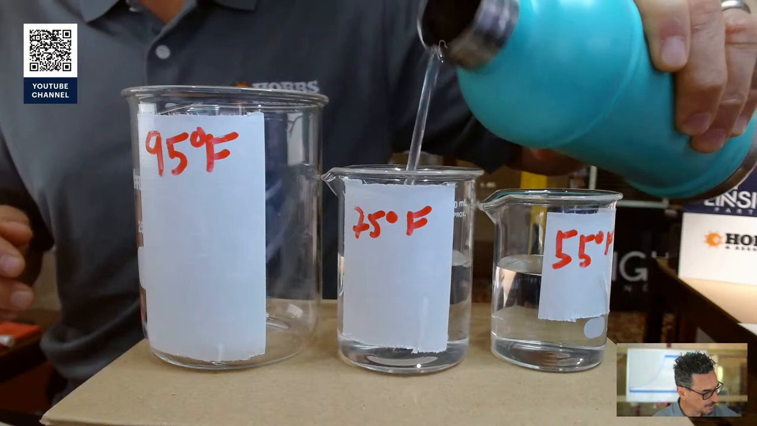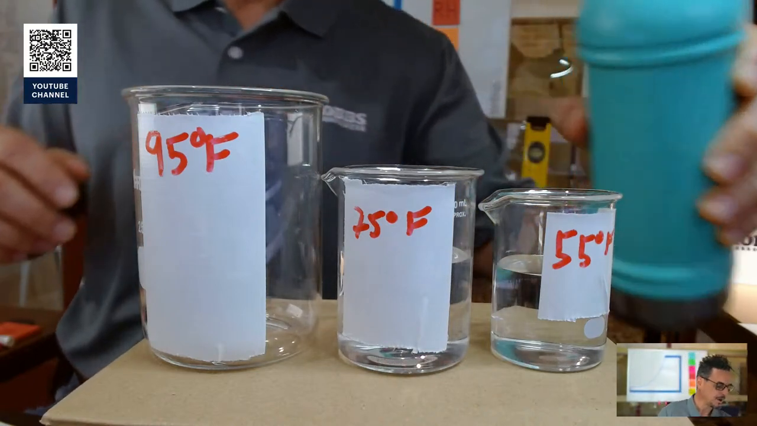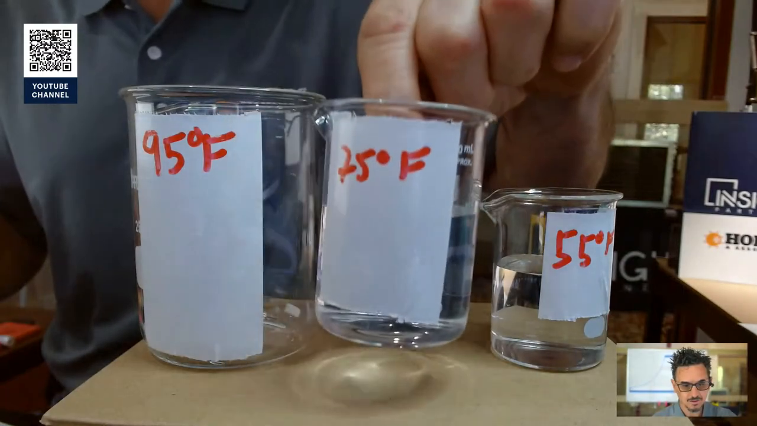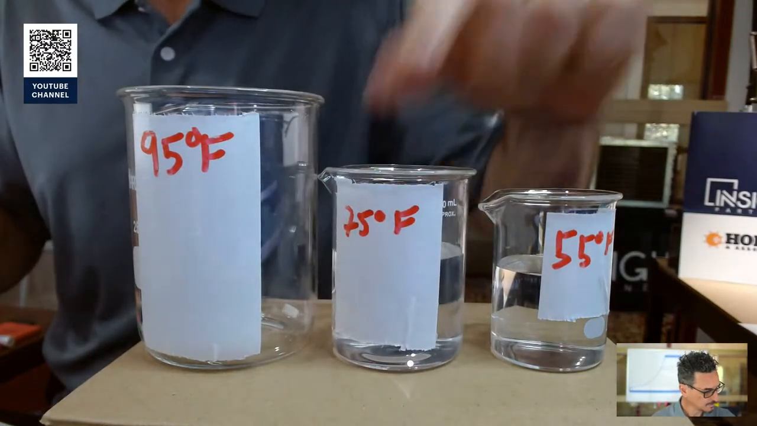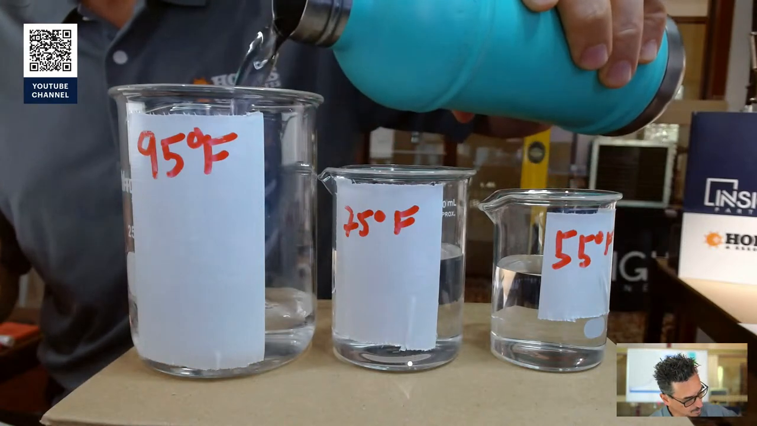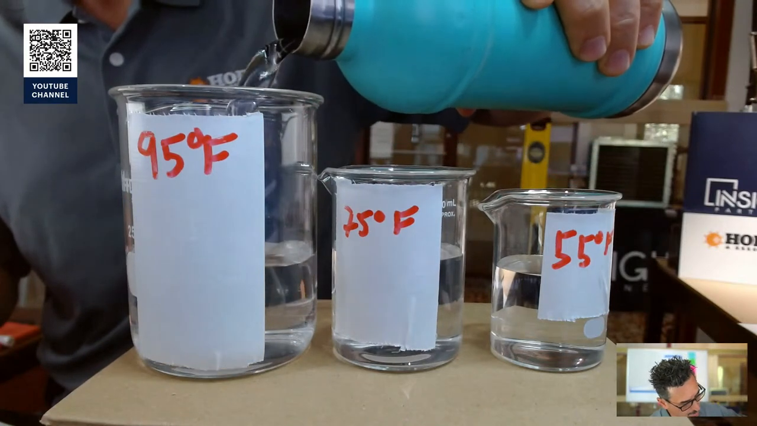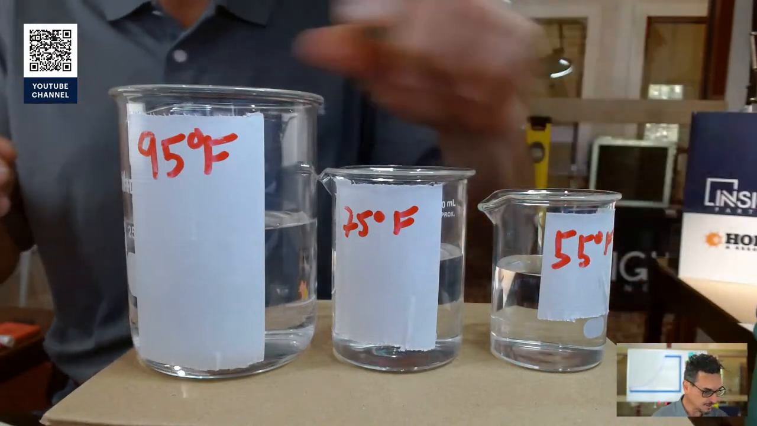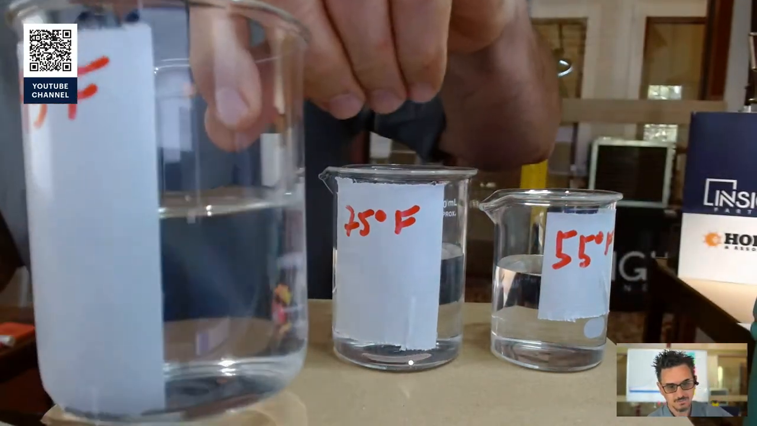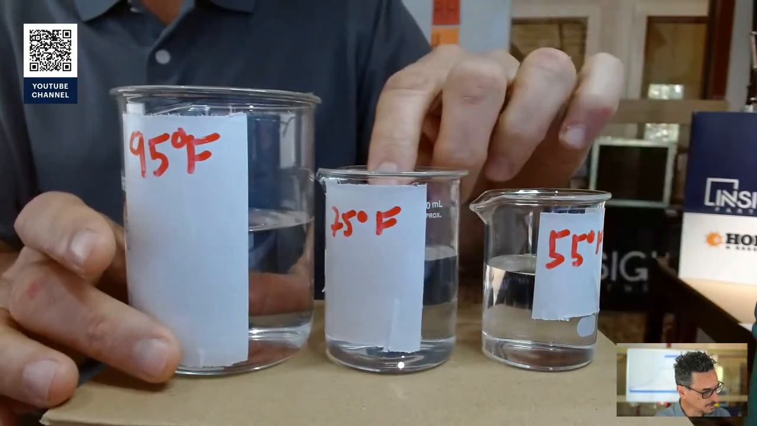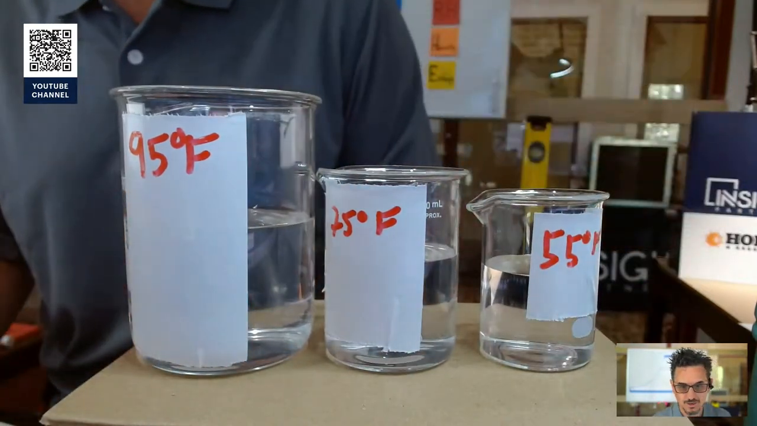This would represent 50% RH at 75 degrees. I think that's close enough. I'm trying not to let my engineering brain force me to add and remove water to get a precise amount here. So, okay, so 50% at 95 degrees, something like that. Okay, so each of these conditions represent 50% relative humidity.